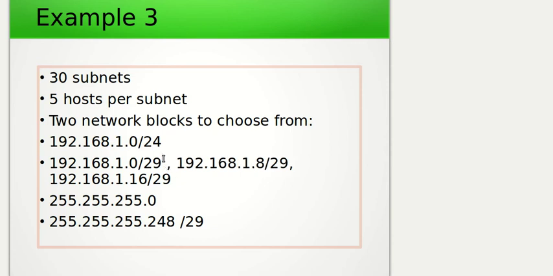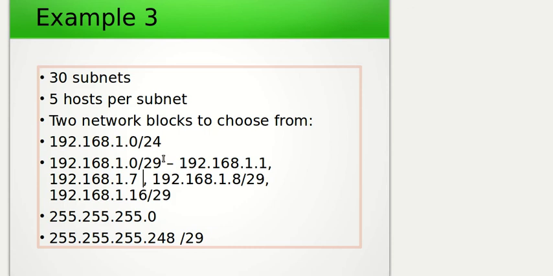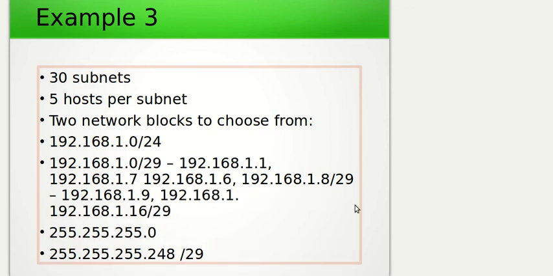So again, the first usable IP address is going to be 1 more than the subnet ID. The last usable IP address is going to be 1 less than the next subnet ID, which is 1 less than the broadcast address. And the exact same thing is going to happen for this. So 192.168.1.9, 192.168.1.15, and then 192.168.1.14.